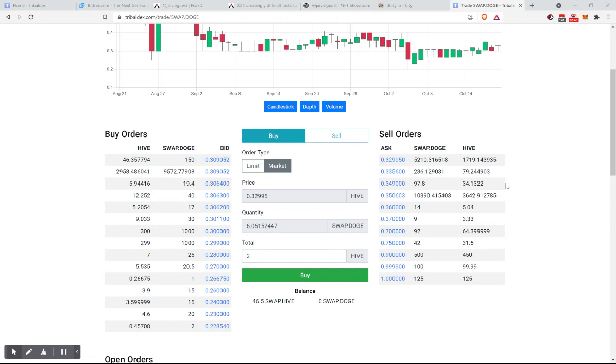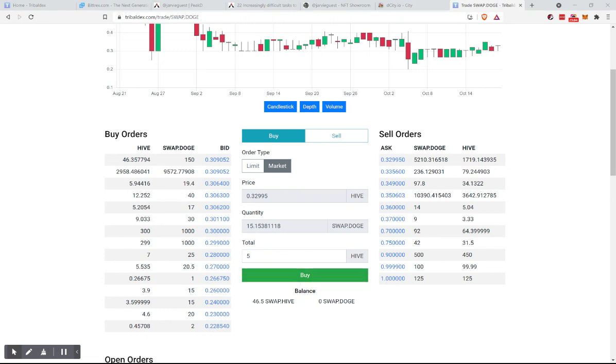Buy. You know what? We could do something fun and withdraw it to an exchange later in the video. So in that case, we probably want more than 6 Doge. Let's do 5 Hive worth of Doge. And that's because I went to the market. It's just a fast way of doing it.